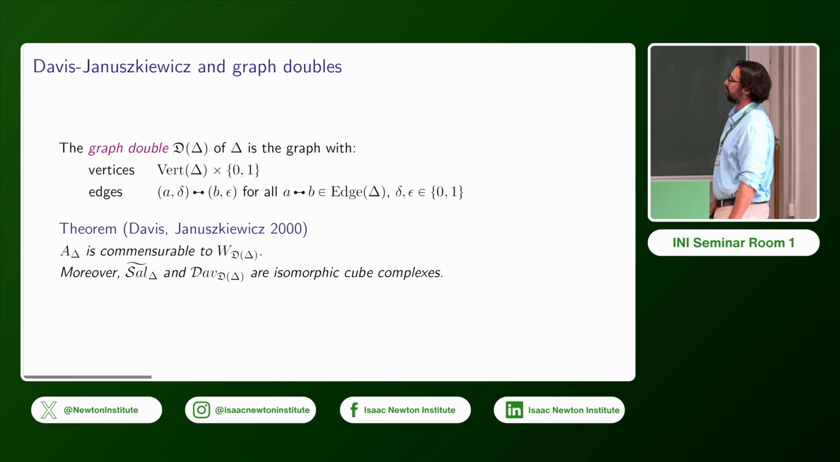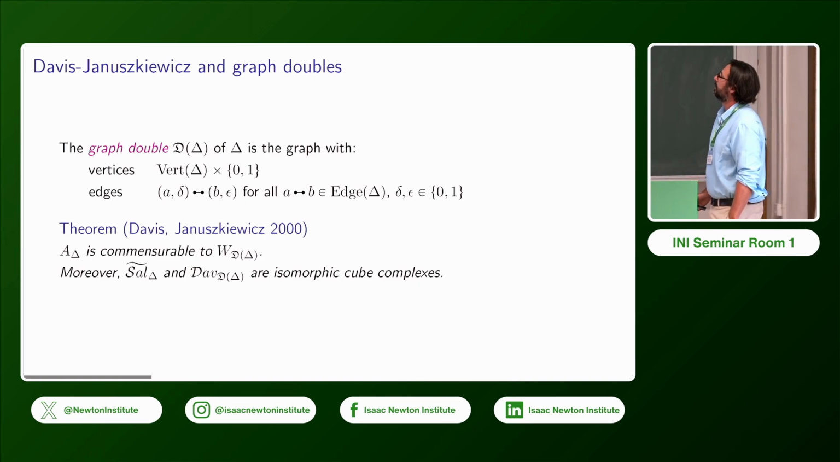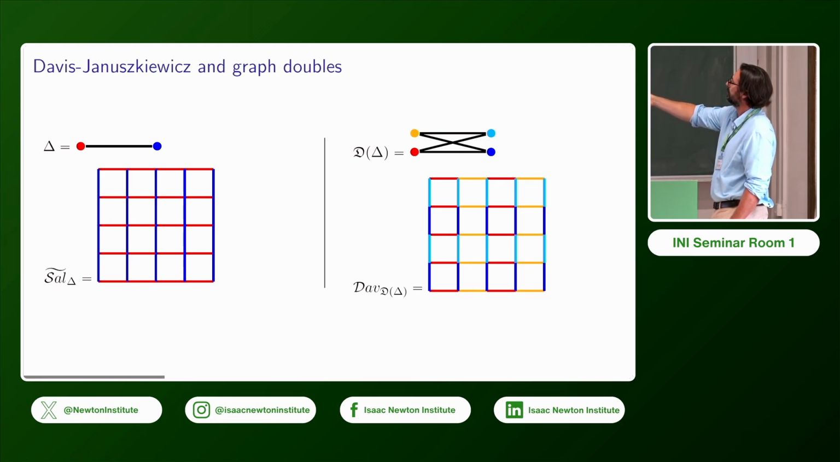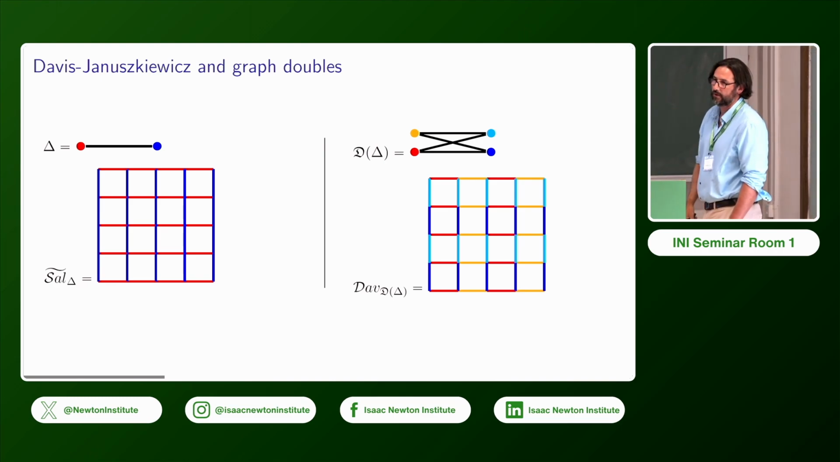And then the theorem is when you do this operation on graphs, you get commensurability at the group level. So A delta is commensurable to the Coxeter group that you get from the double of delta. And actually, the Salvetti complex and the Davis complex are isomorphic cube complexes in this case. And this was our original example, right? So I take the red vertex, I double it, that becomes the red and yellow. The blue one doubles to the blue and cyan. And the single edge here becomes the 4 possible edges, and the 2 cube complexes were isomorphic.